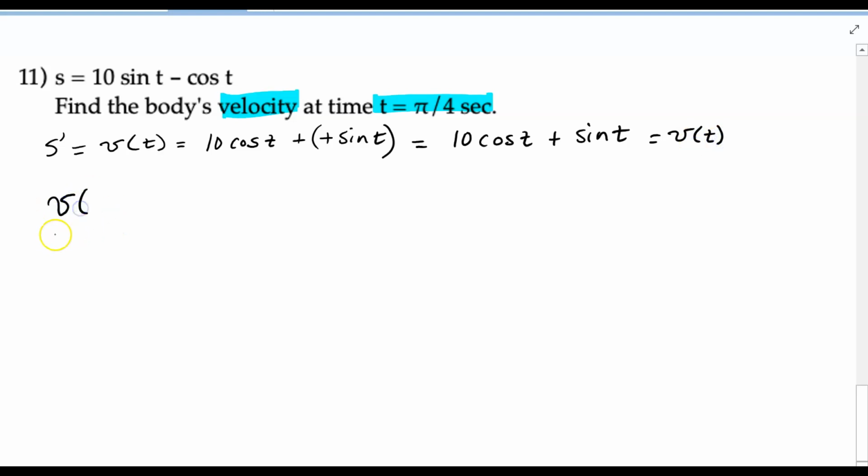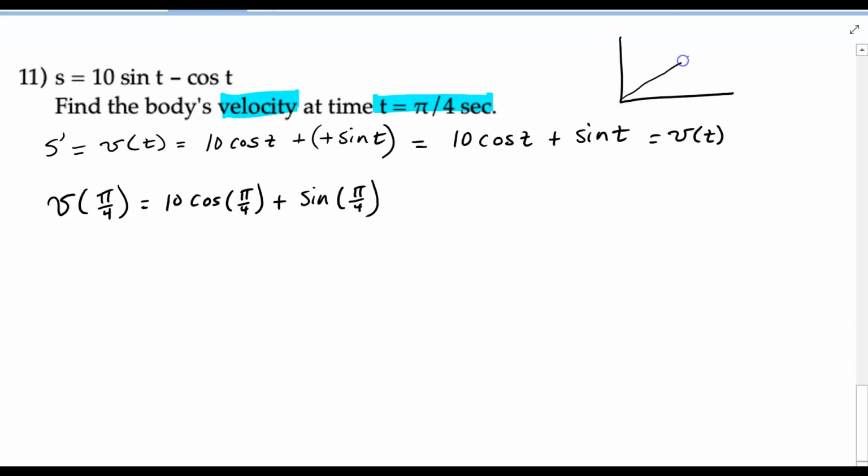Now we have to find v of pi over 4. So then we just plug in. So we're going to say 10 cosine of pi over 4, plus the sine of pi over 4. And we couldn't have picked an easier value because pi over 4 is actually 45 degrees. So if you're thinking about the unit circle, that's right here, 45 or pi over 4. And that right there, regardless if it's sine or cosine, is the square root of 2 over 2.